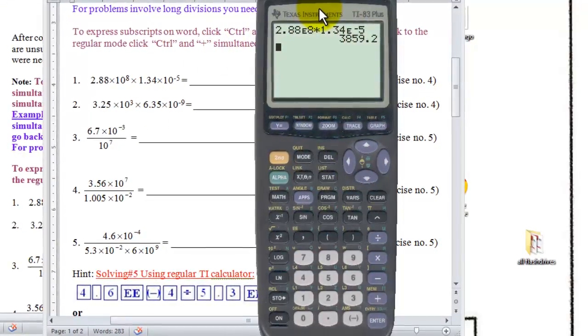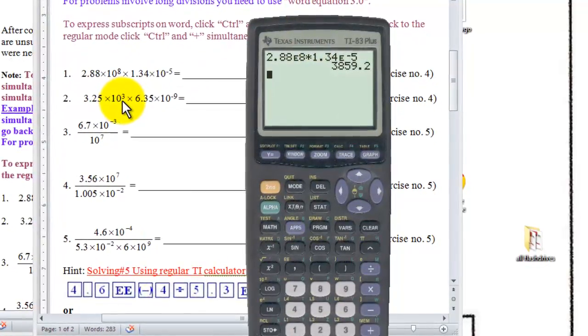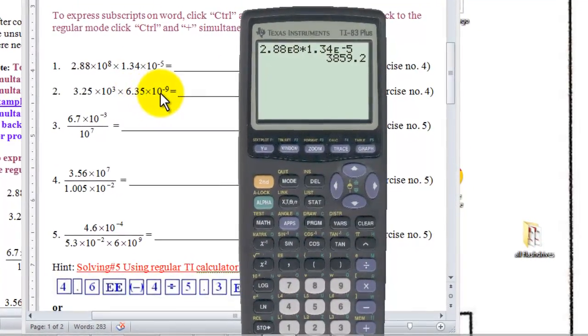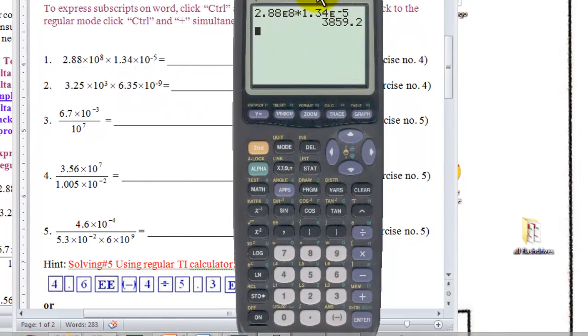Now let's look at the second operation. It's 3.25 times 10 to the power 3 times 6.35 times 10 to the negative 9. So we'll go ahead and input 3.25, second E, and then input 3. So this is 3.25 times 10 to the power 3 times 6.35, E, negative 9, and the answer is 2.06 times 10 to the negative.